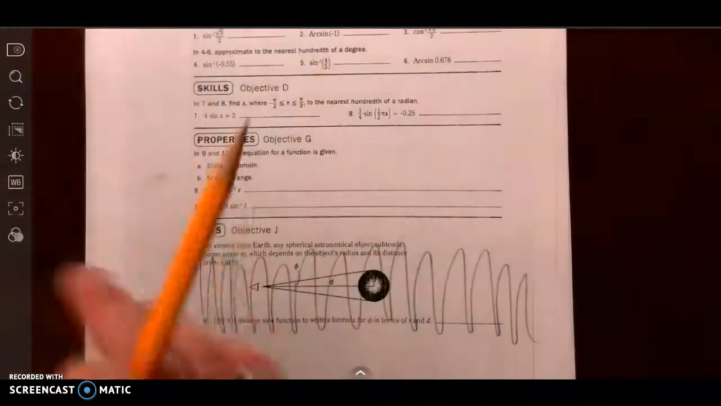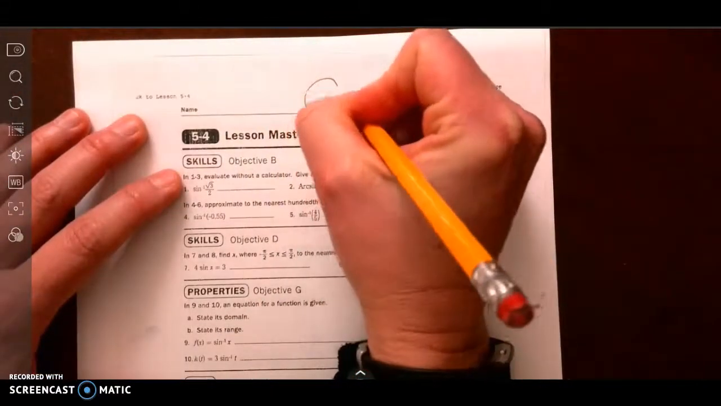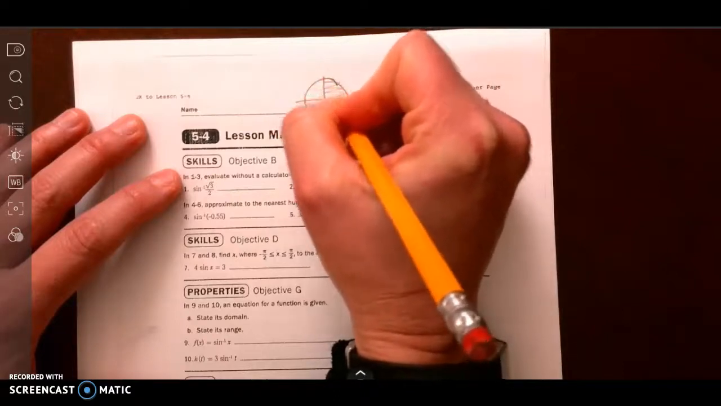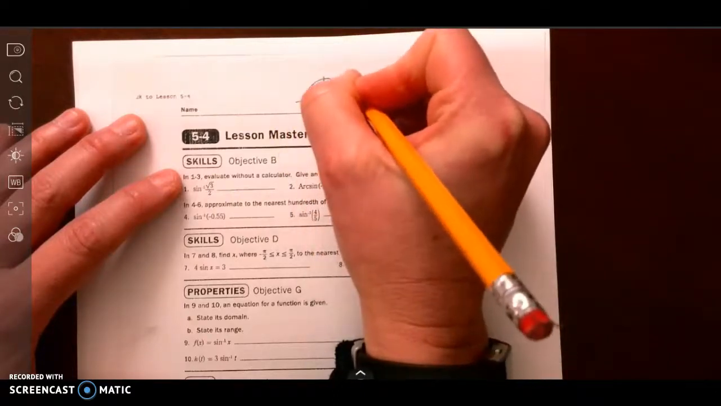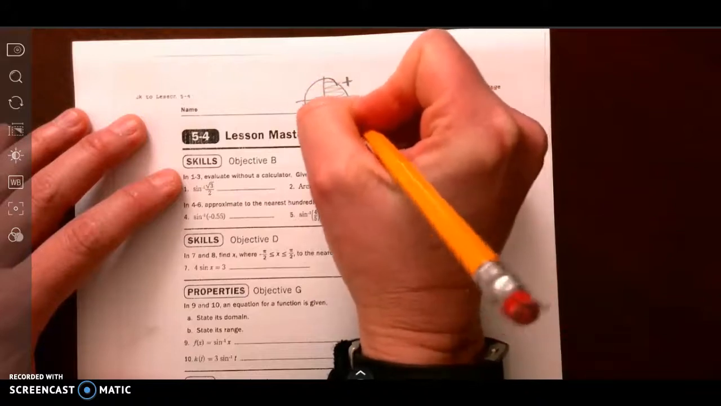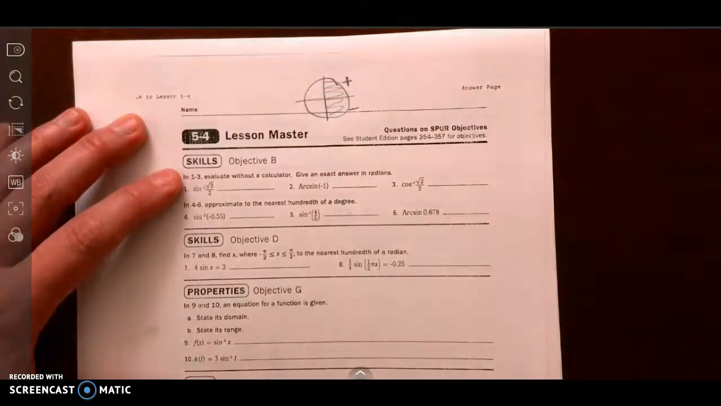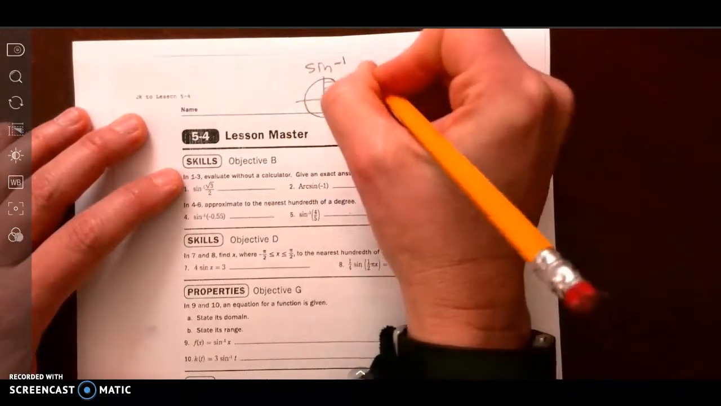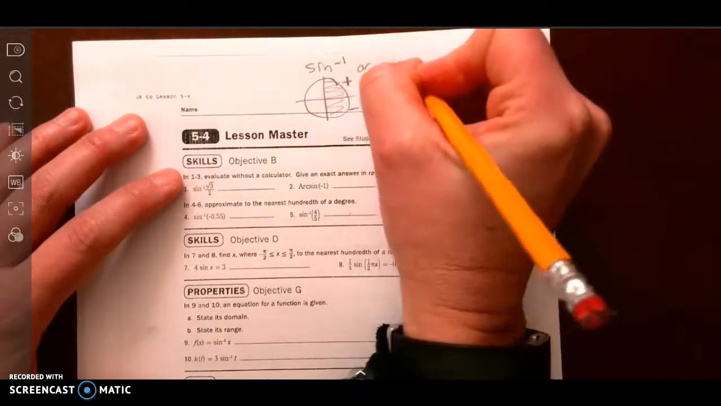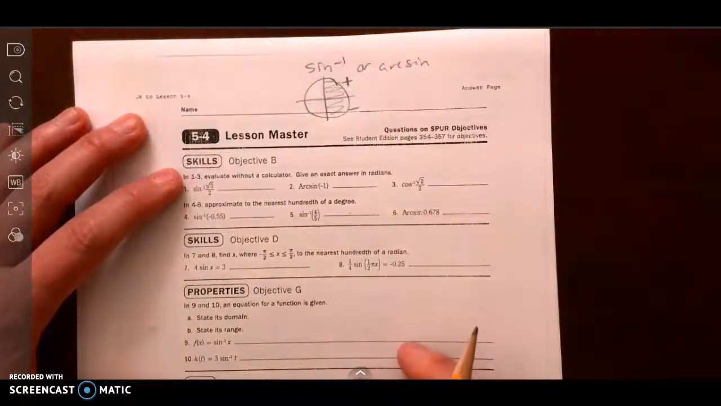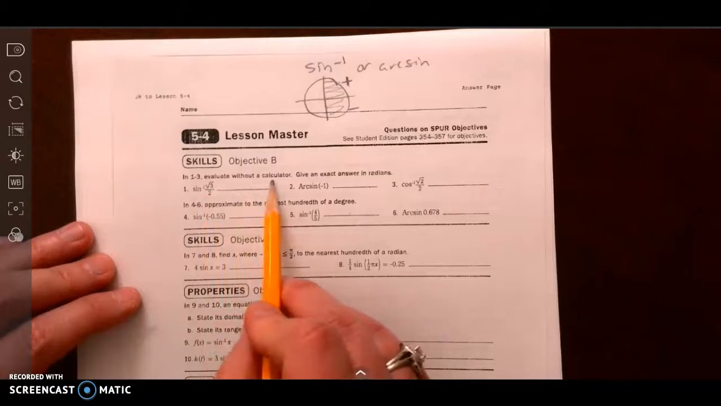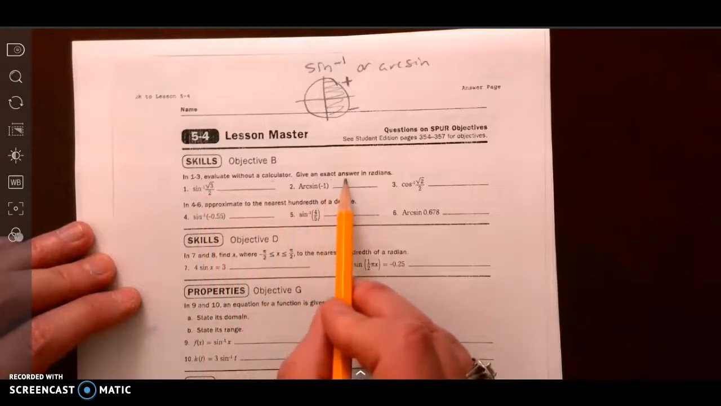So let's go to our questions, and again I'm going to do the same thing. I'm going to draw the section of the unit circle that we're going to use. We're only going to use this section, and all of these angles are positive, and all of these angles down here are going to be negative for inverse sine or arc sine. Okay. It says for 1 through 3, evaluate without a calculator and give an exact answer in radians.